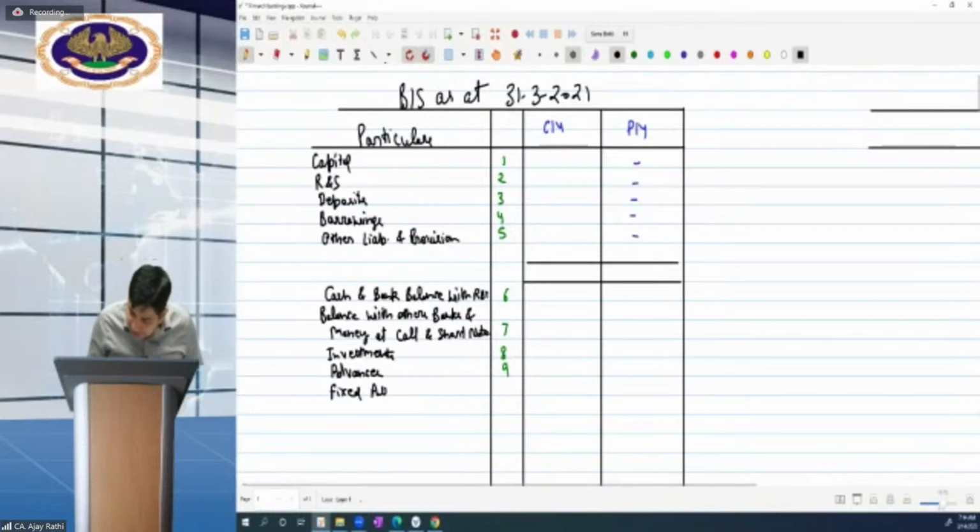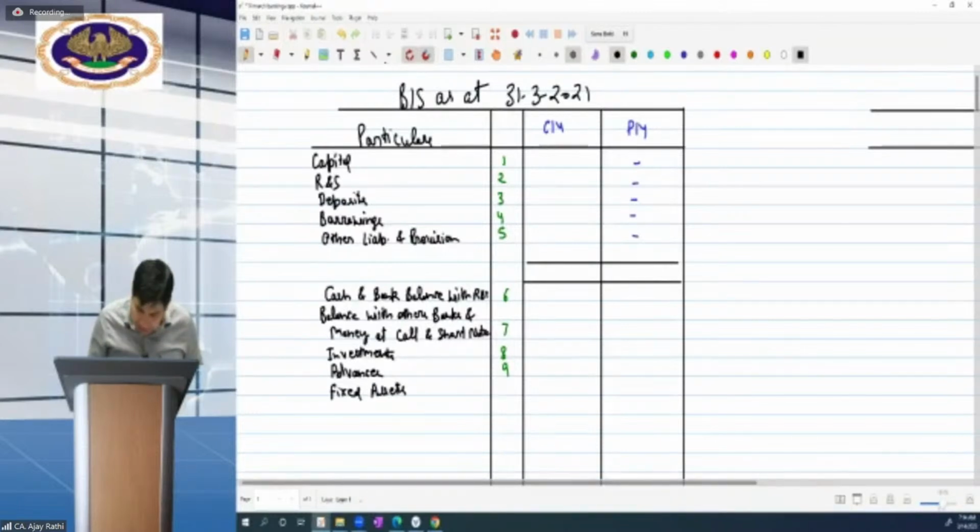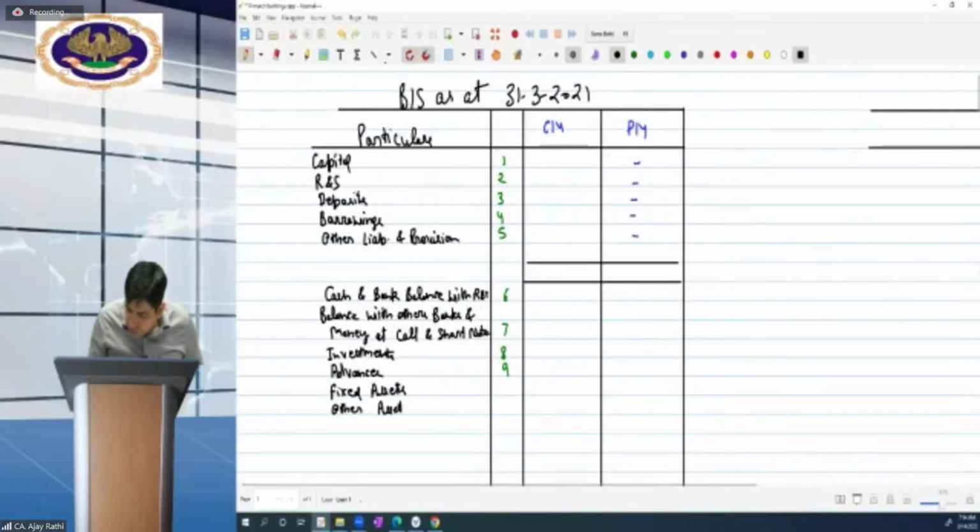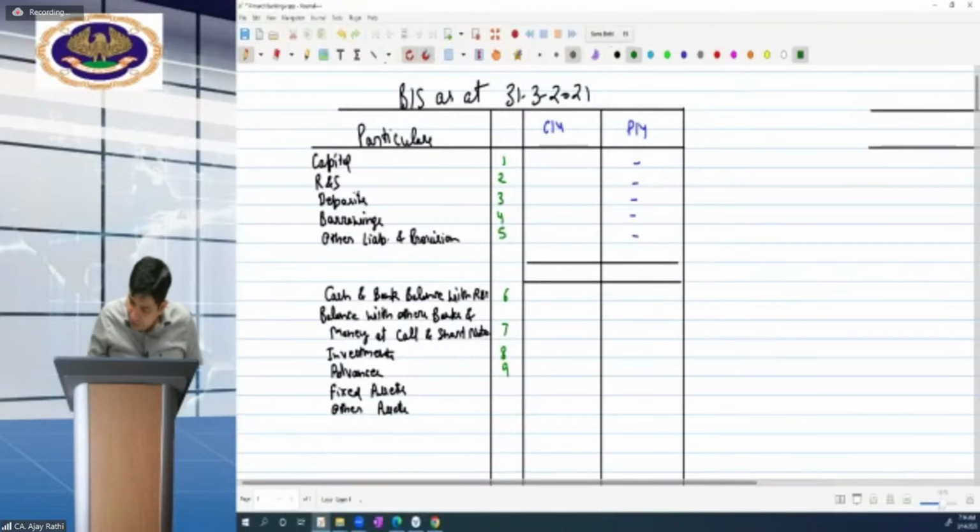Fixed assets and last, other assets. You have to remember in this way. You have to make a group, a combination of 2 items, each and every time.